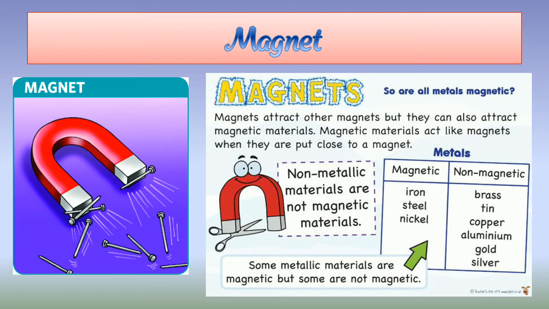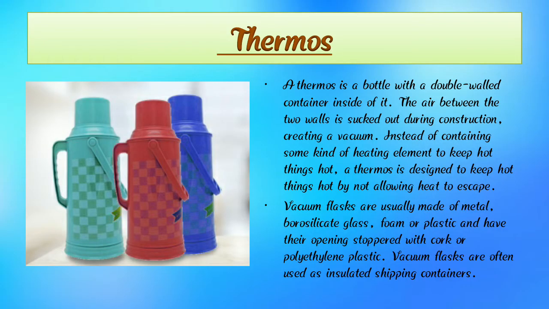So a magnet attracts iron and the iron pin, and also other metallic things. So children, you all understand about a magnet. So now next, about a thermos. Here we can see a photograph of a thermos, and we are all familiar with a thermos.